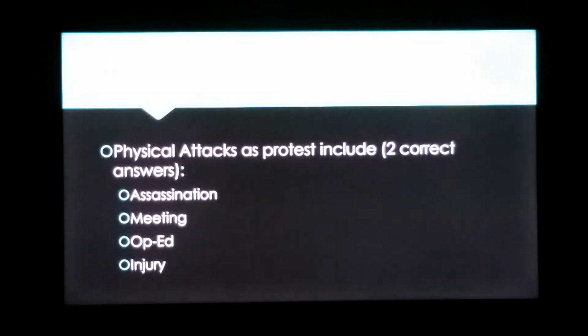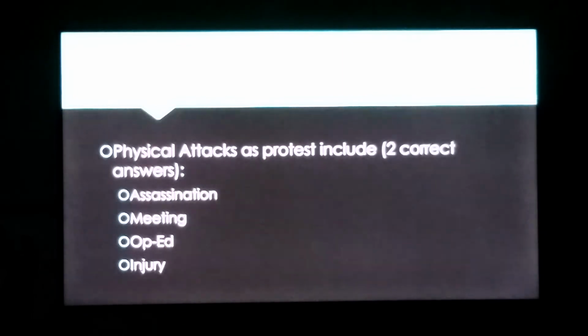So, physical attacks as protests include which two answers? A, assassinations, B, meetings, C, op-eds, or D, injuries?